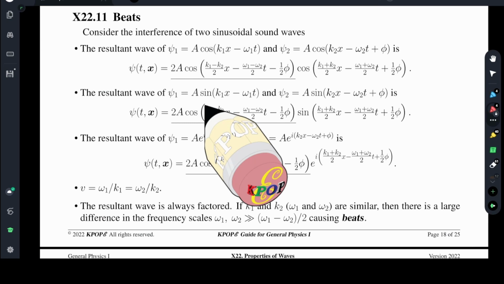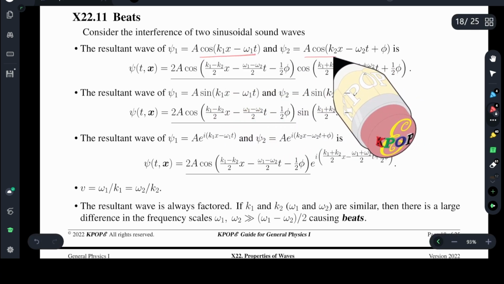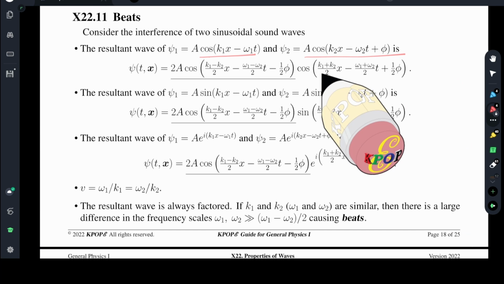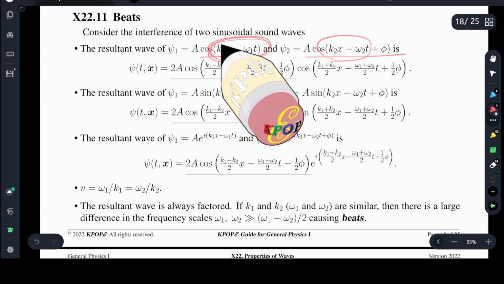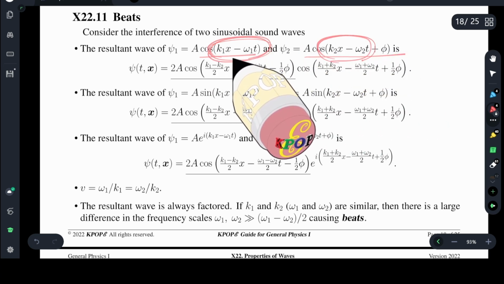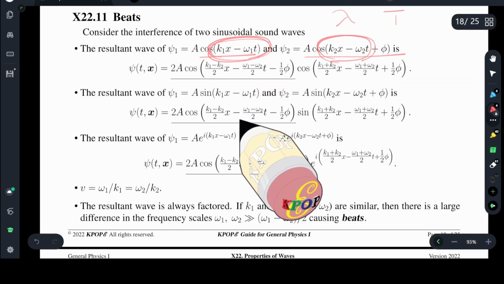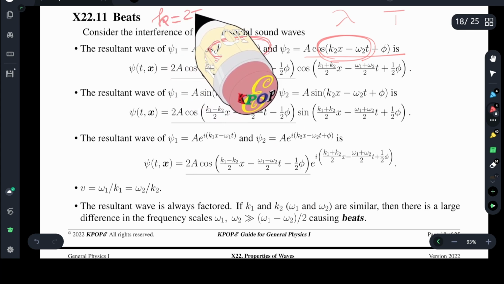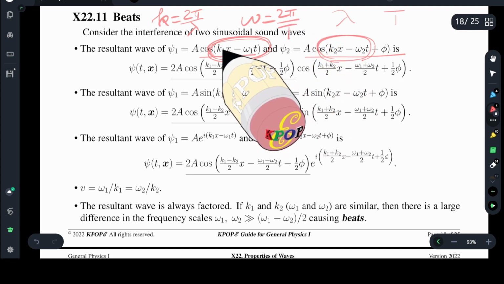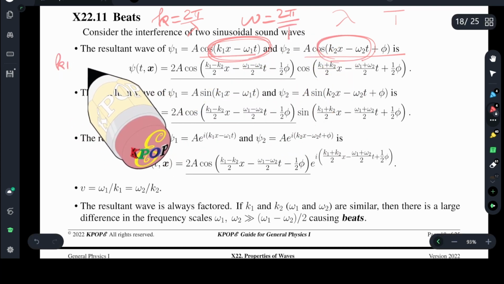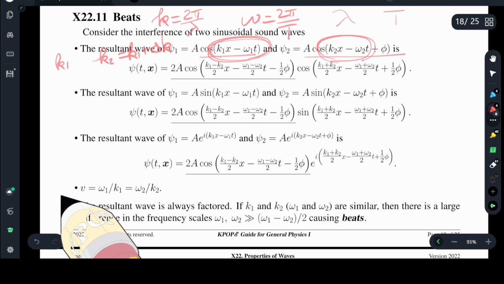Next, we consider beats. Beats are very similar to the interference of colliding waves, but this is parallel. Their propagation direction is the same. The only difference is a slight difference between the two lambdas and two periods. k equals 2π over λ, and ω equals 2π over period. And there is a slight difference. That means k1, k2, where k2 equals k1 plus Δk, something like that.